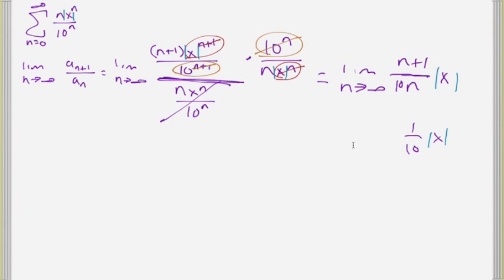Right. So our ratio test says that the series converges when the limit is less than 1. So if this limit that we just got is less than 1, then we have convergence.